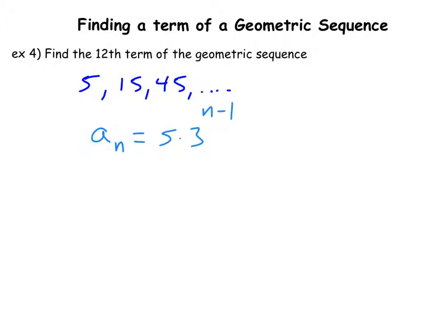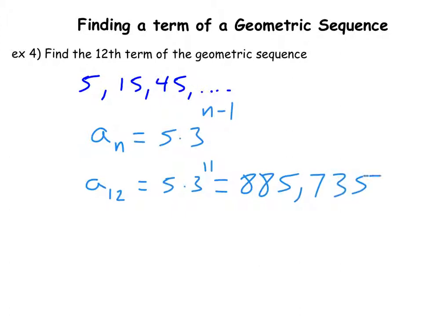All right, this one asks for the 12th. Go to a calculator and say 5 times 3 to the 11th power. This one is kind of illustrating that if you do have a value of r that's even just 3, the terms of the sequence increase pretty fast. We're almost to 900,000 by term number 12.